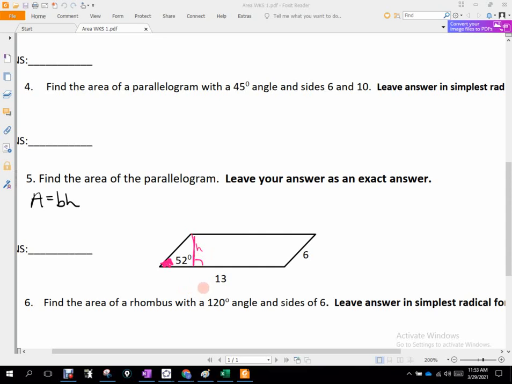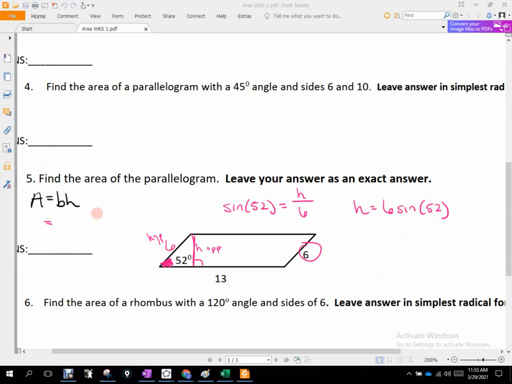Why would you use sine? I agree with it. Okay, and you know the hypotenuse to be what in this case? You know that 6 right there is the same as that 6. So if we got this being the opposite side, and this is the hypotenuse, we'll say sine of 52 is equal to opposite over hypotenuse. So H ends up being 6 sine of 52.